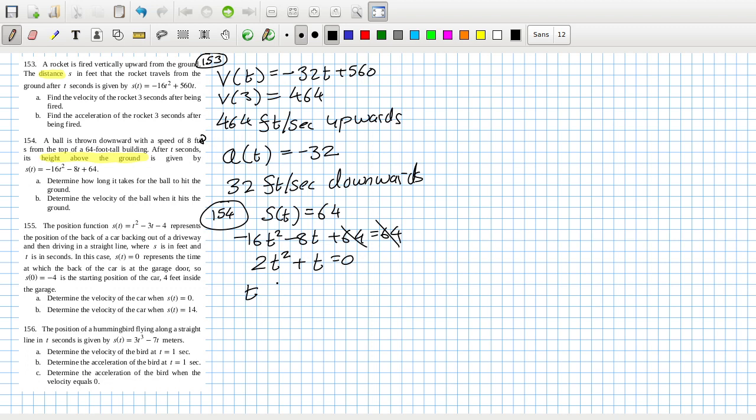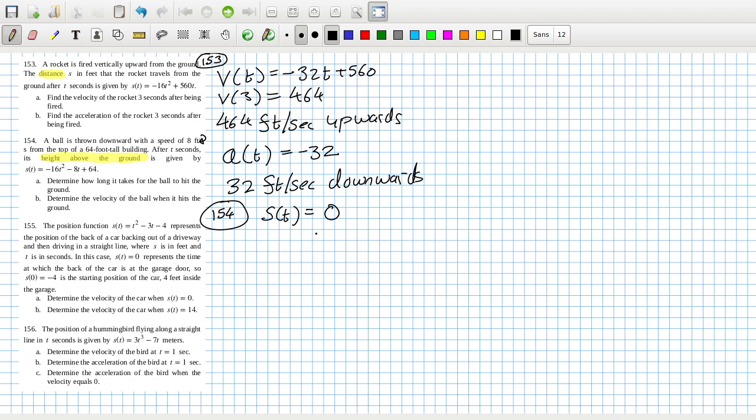Have I made a sign mistake? 2t plus 1. No, I've done something wrong here. A ball is thrown vertically downwards with a speed of 8 feet per second from the top of a 64-foot building. After t seconds, its height above the ground. I highlighted and everything so I wouldn't make this mistake.